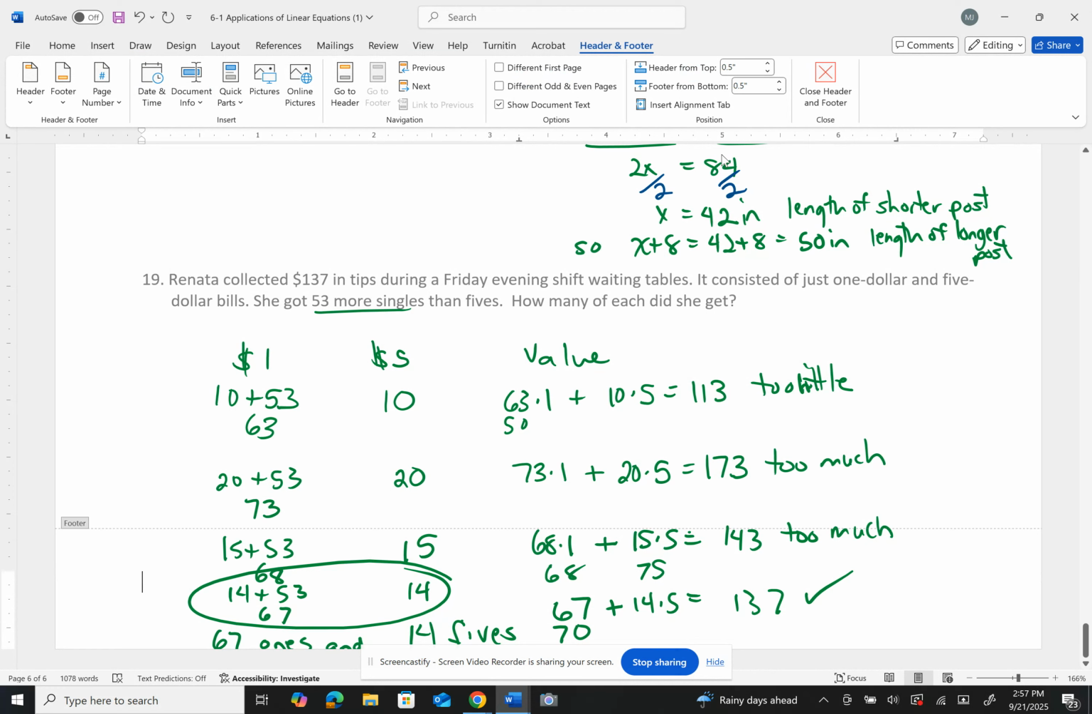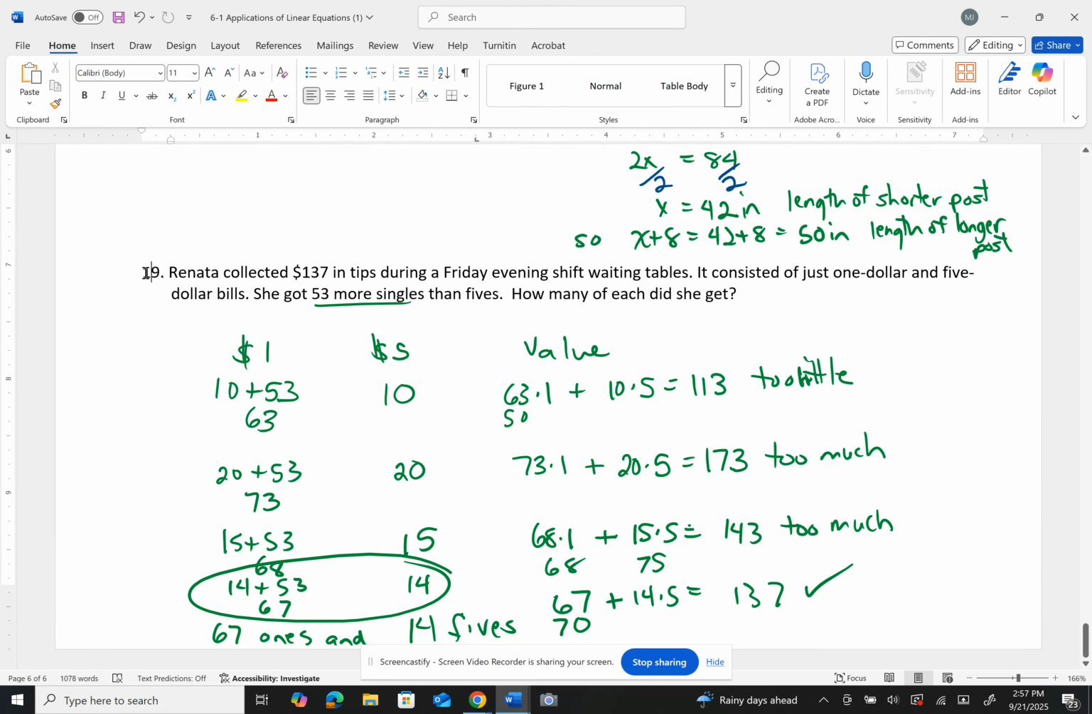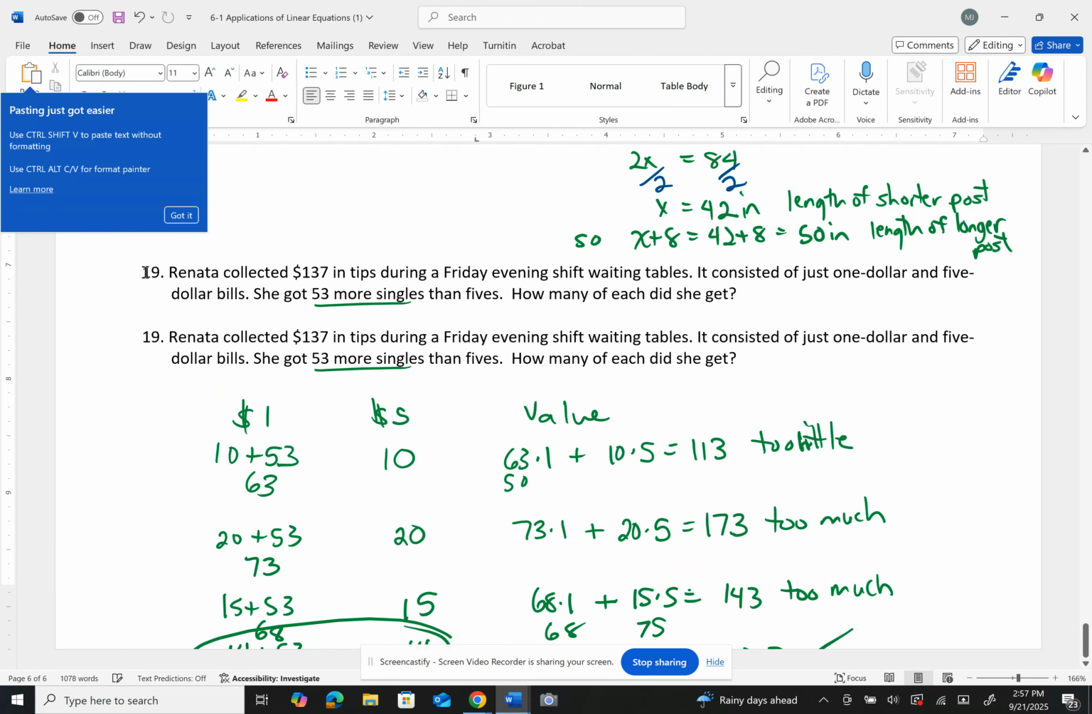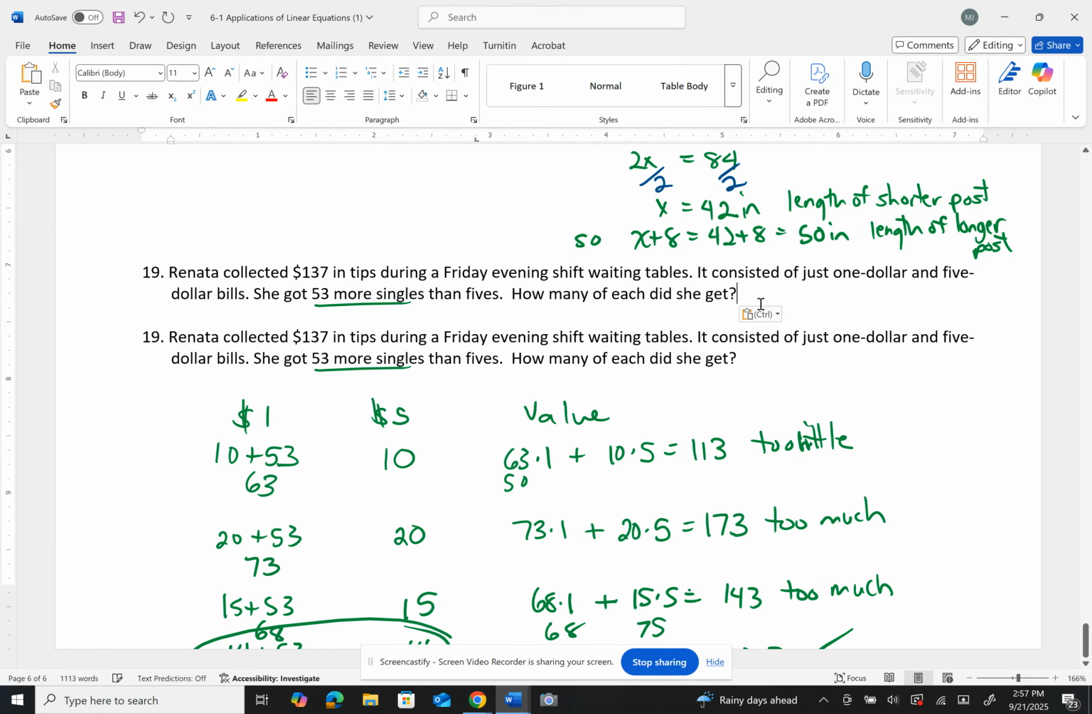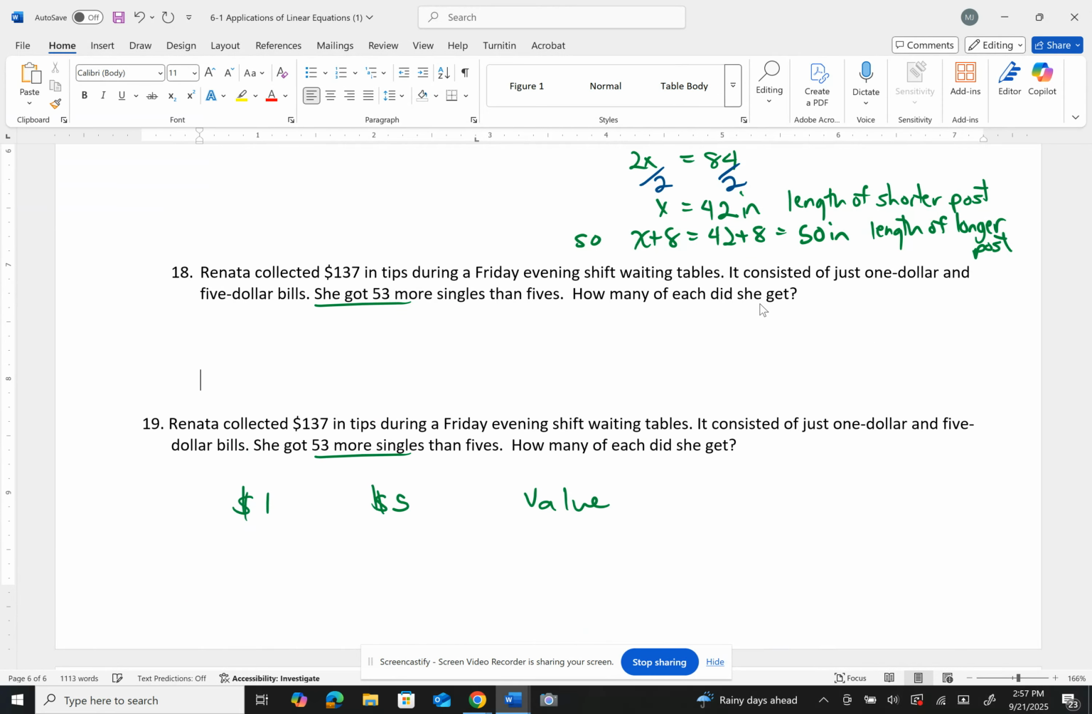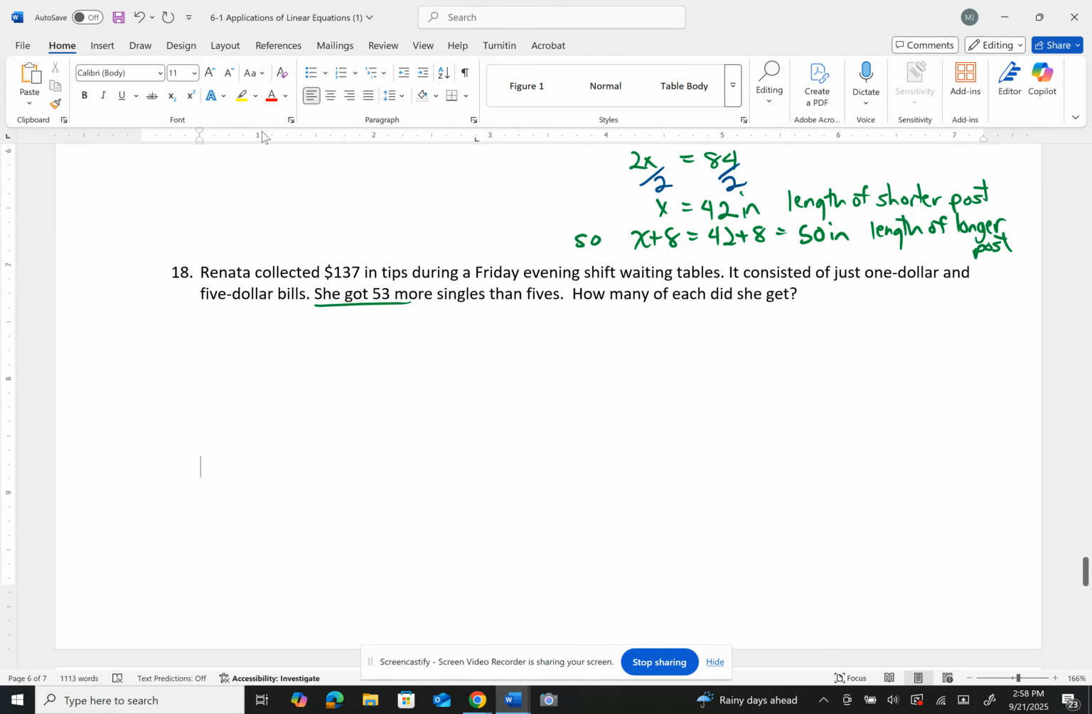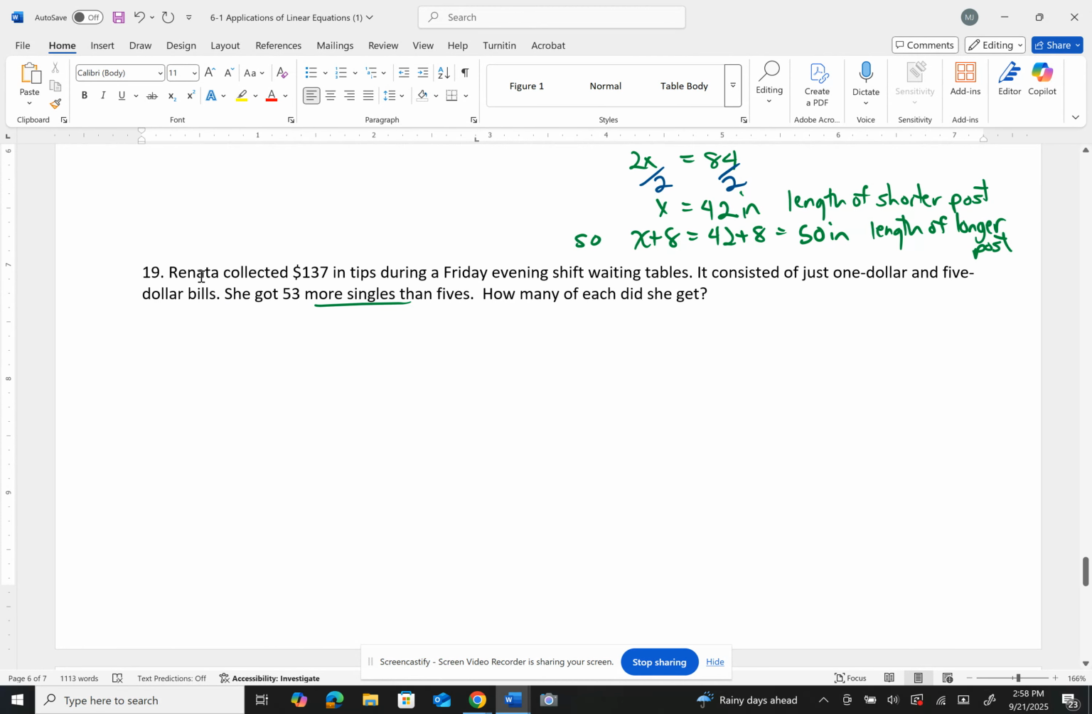Go back up here. Okay, and now I'm going to do the same problem, but I'm going to do it using an equation. Okay, so now, not trial and error, but using an equation.